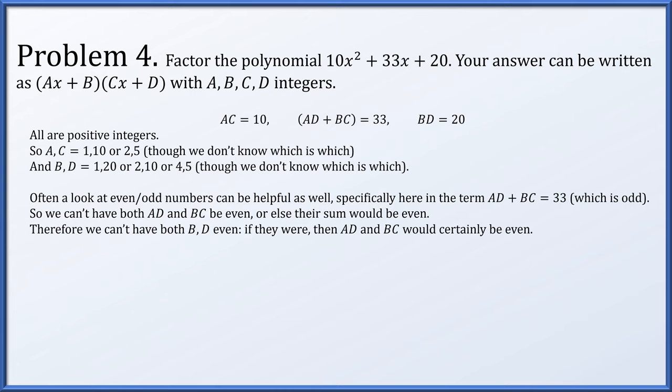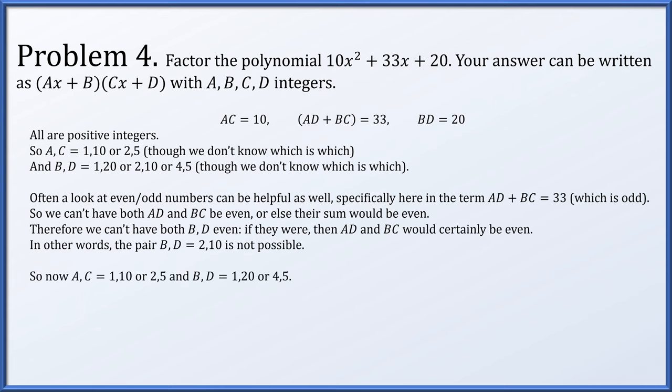So B and D cannot both be even. If B was even, then BC would be even. And if D were even, then AD would be even. And we've just established they can't both be even numbers. So between the pair B and D, they cannot both be even numbers, and that rules out the possible pair 2 and 10. Even though I never knew which was which, I know that pair cannot work. If B and D were both even, then AD plus BC would be even, and it's not.